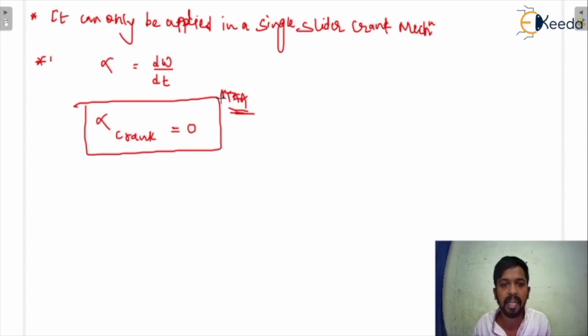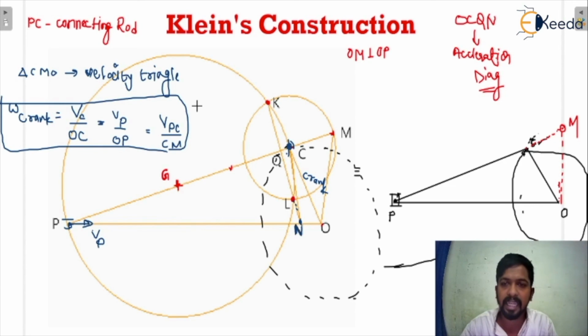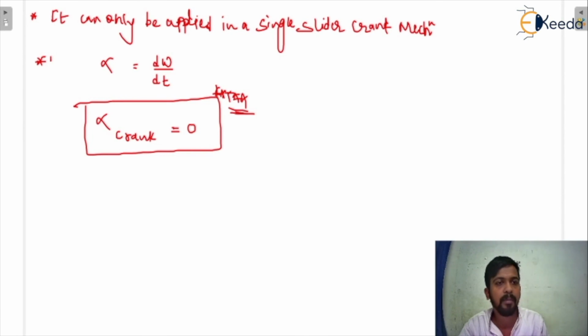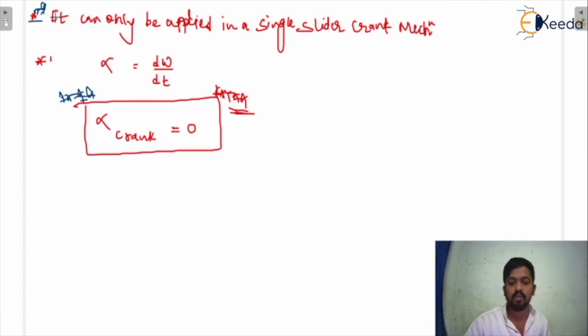Sometimes a question is asked directly in the examinations, so you must remember that. If you want to know what types of questions are going to be asked, if you are preparing for the GATE examinations, they will ask you theoretical questions just like that. They will ask questions on the basis of velocity, and the important thing you must remember is that alpha crank is equal to 0. That would be an important thing. So this was about the Klein's construction. This is used only for calculating the acceleration of the single slider crank mechanism.